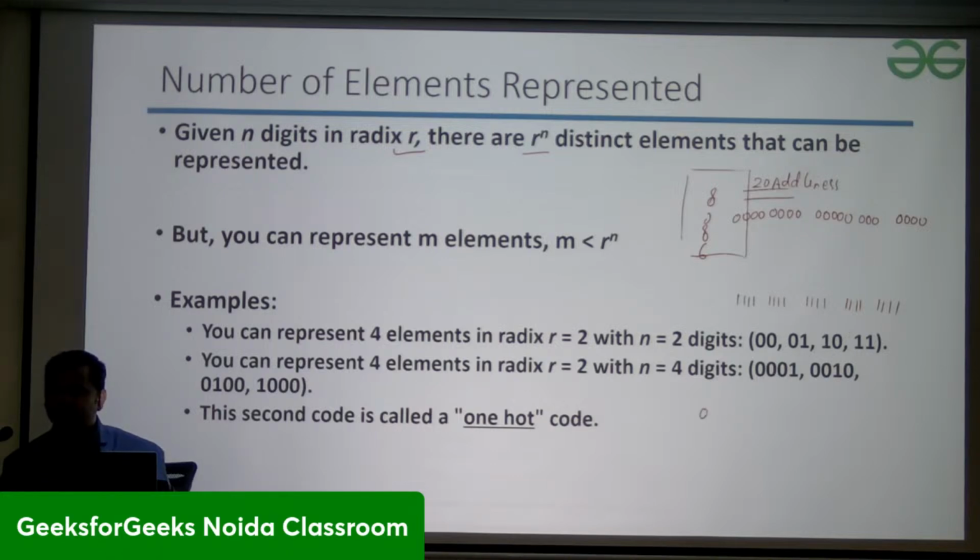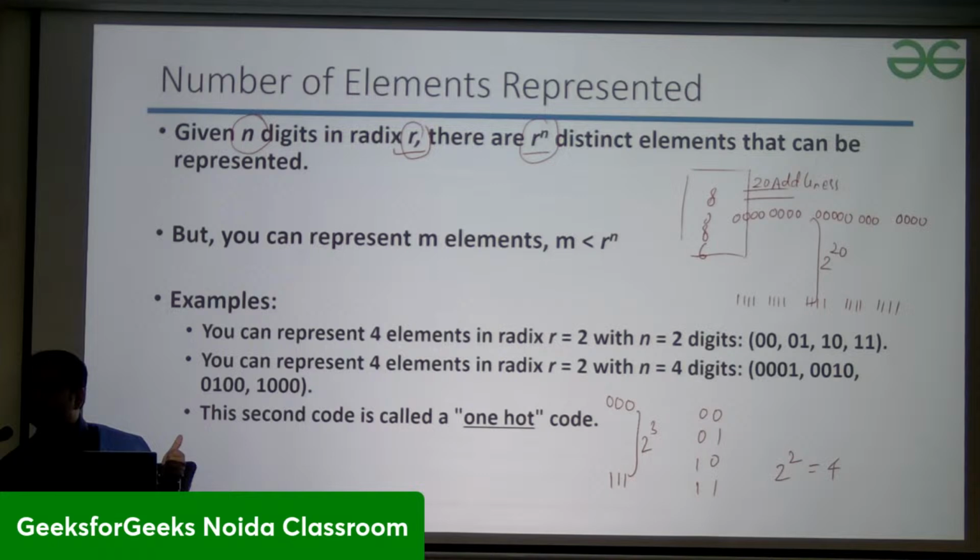For 2 digits, 00, 01, 10, 11. It is 2 to the power 2, 4 possibilities. For 3 digits, 000 to 111, 2 to the power 3. For 20 lines, 2 to the power 20. So for n digits, for radix r, r to the power n distinct elements are there. Is that clear now? So for this r to the power n, we can have further possibilities.